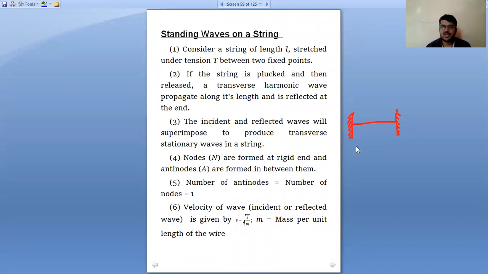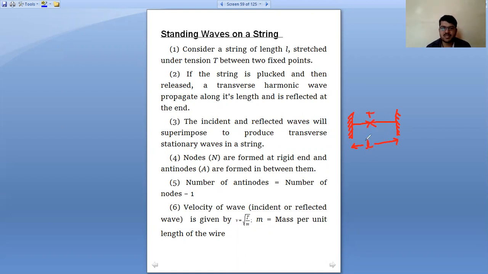Now, how much is its length? Let us suppose L is the length. So assume that this string has length L between two fixed points. And now whatever tension appears in this string, this is capital T. This is a tension T.